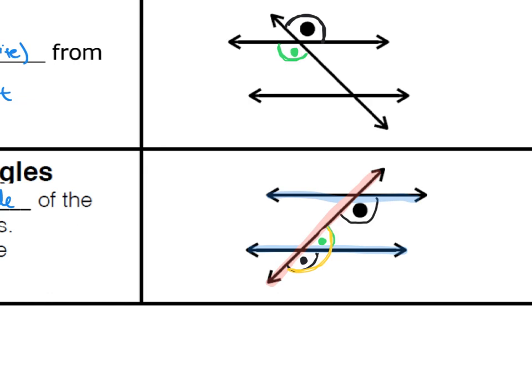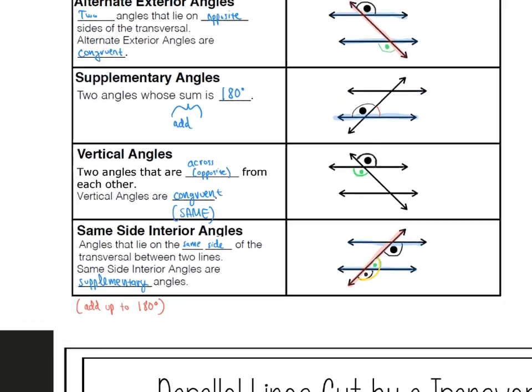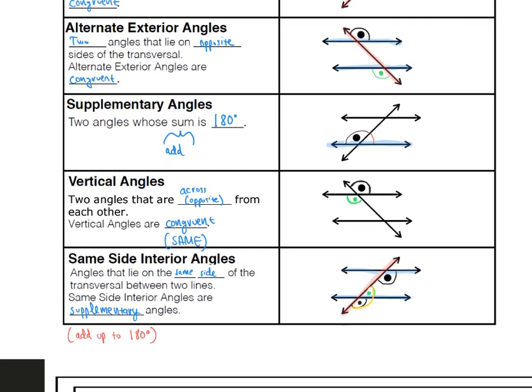Okay, so that's just a mini proof. You don't necessarily need to know that or be able to prove that. But you should know same side interior angles, those are supplementary, meaning they add up to 180 degrees.